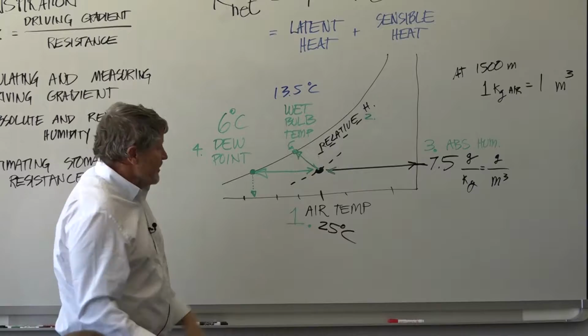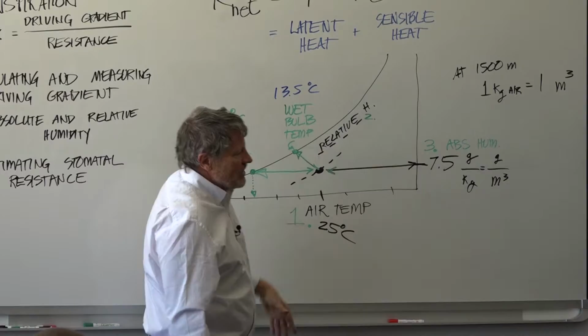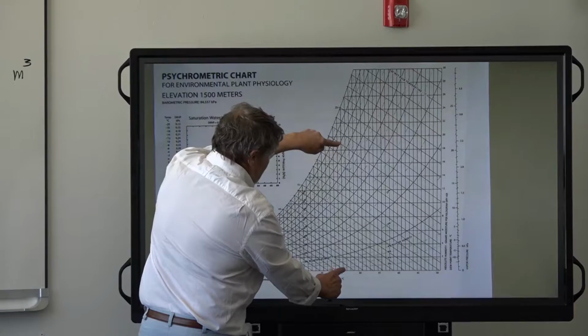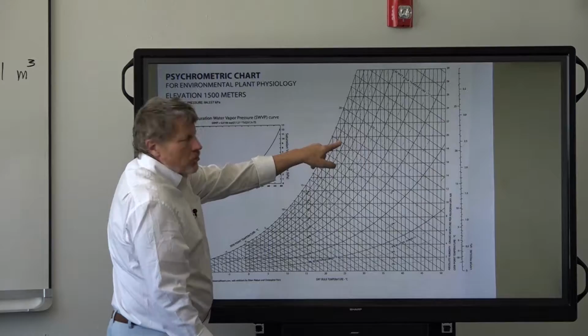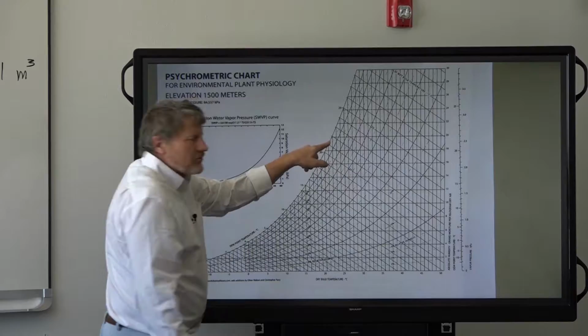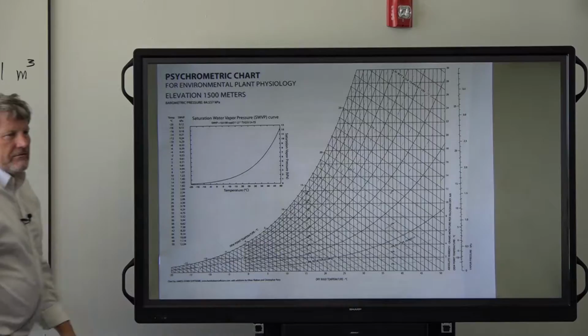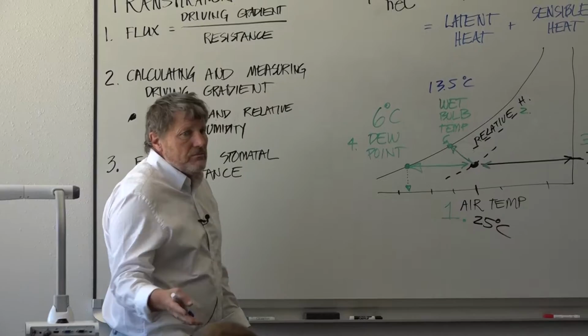Now you can quickly run the model and say, what would it be if it was 80% humidity? And all we have to do is go up to 80 up here. And now the wet bulb temperature is something like 22. I mean, it's much closer to air temperature. And the dew point, something like 21, if we're moving up here in this humidity line. So the absolute humidity is a function of both relative humidity and temperature.